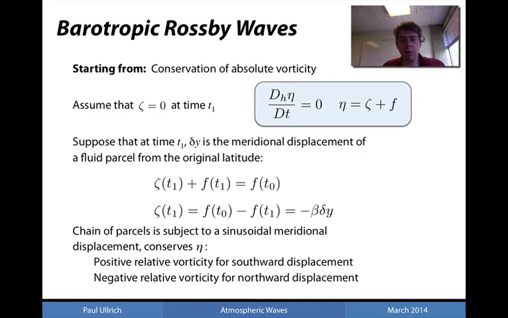So one then observes that for northward displaced fluid parcels, that is where delta y is positive, this will lead to a negative relative vorticity. For fluid parcels which are displaced southwards, delta y will be negative, and hence there will be positive relative vorticity associated with these fluid parcels. This construction is a requirement in order to ensure wave-like behavior of the fluid parcels.